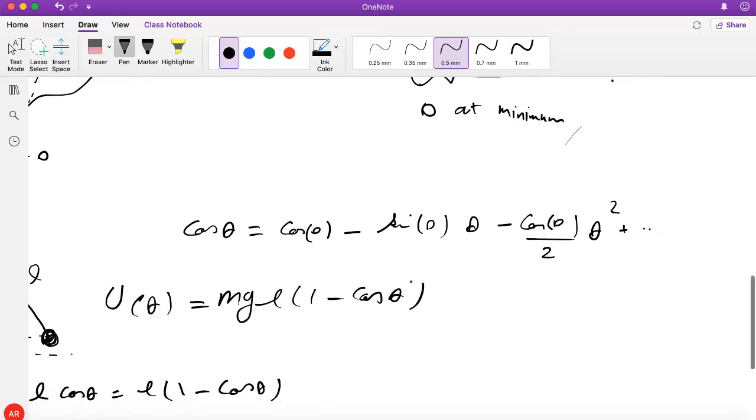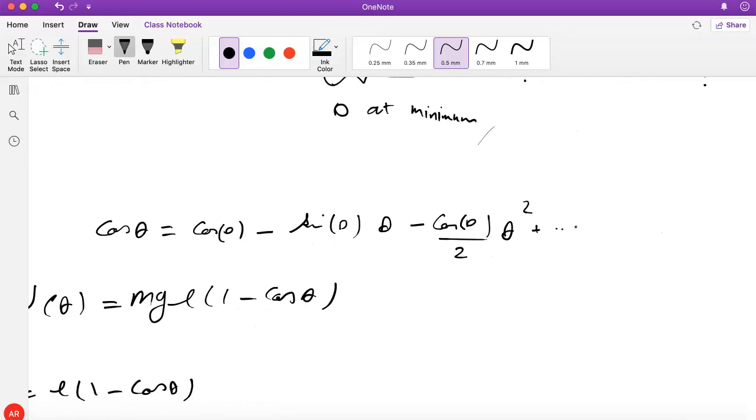Okay, so if we make that approximation, we find that cosine of 0 is 1, and sine of 0 is 0, as we expect, because that's the equilibrium position. The first derivative must vanish. Cosine of 0 is again 1, so that becomes minus theta squared over 2. That's for small theta, if I'm allowed to neglect higher order terms, that's a good approximation.